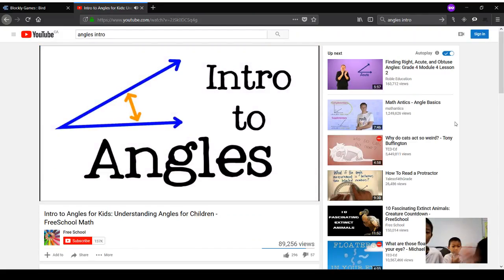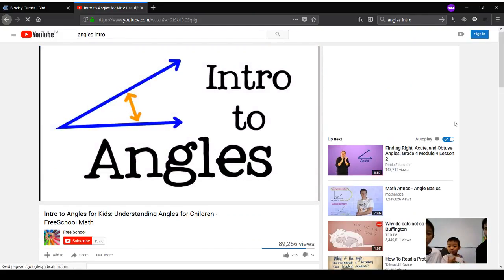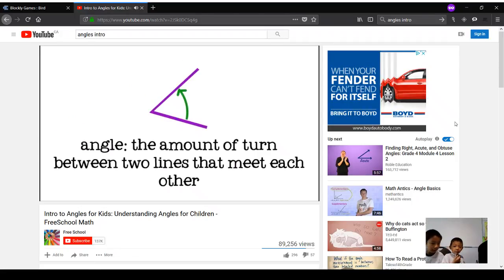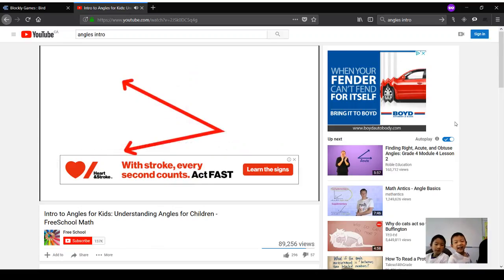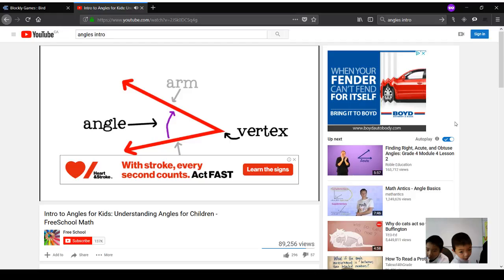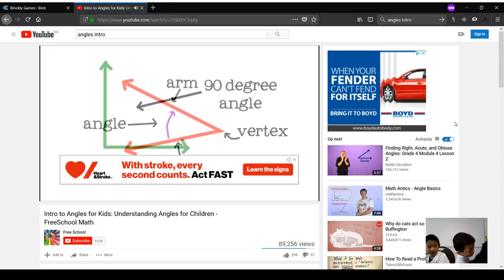Hi everyone! Today we're going to talk about angles. An angle is the amount of turn or space between two lines that meet each other. When two lines meet at a point, or vertex, an angle is formed. The two lines are called the arms of the angle. Angles are measured in degrees, which is shown by this symbol.